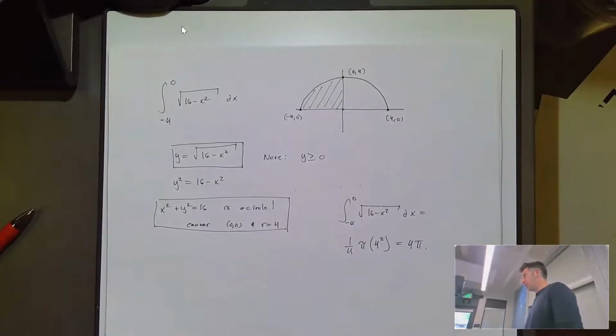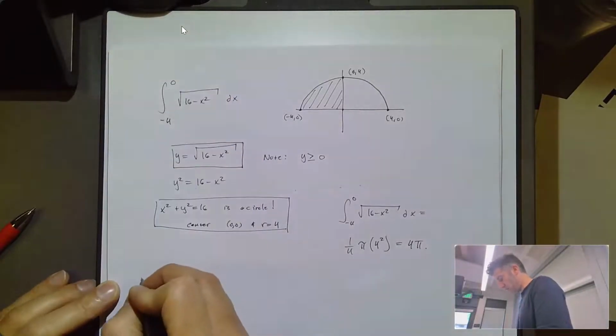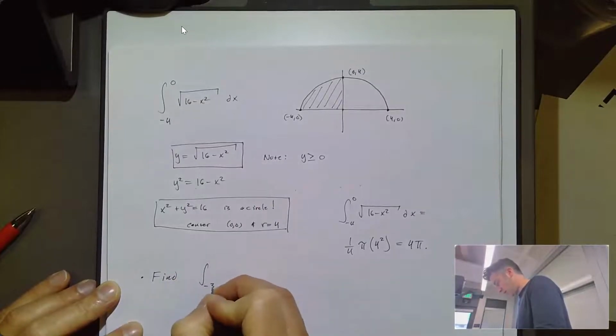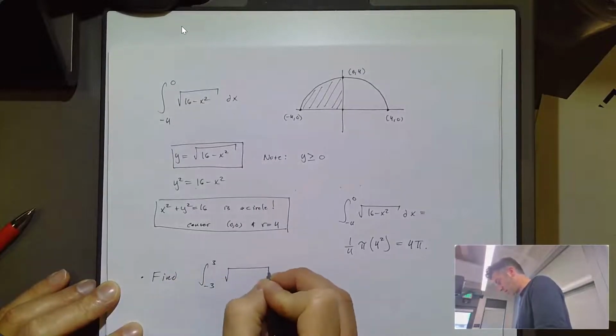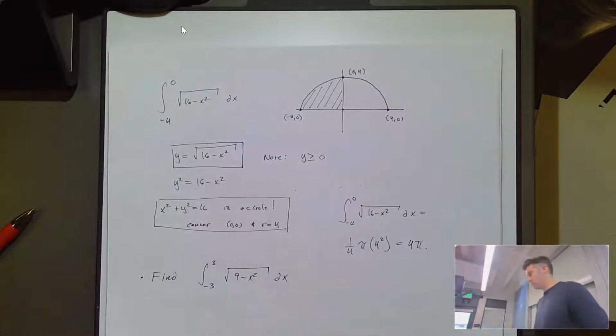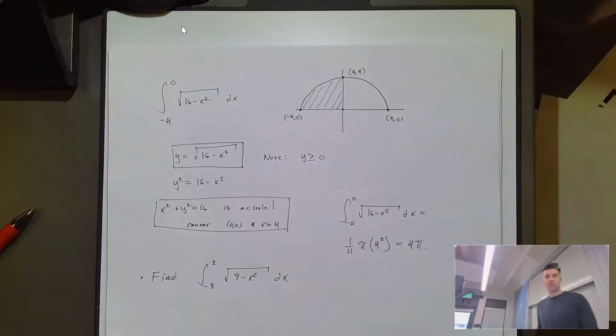In a similar way, you all could find the following. In fact, I'm going to have you do it. So find the integral from -3 to 3 of the square root of 9 minus x squared. I'll let you work on that for a minute. I would encourage you to draw the picture.